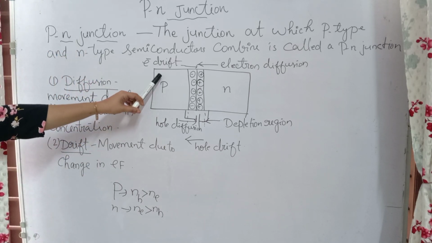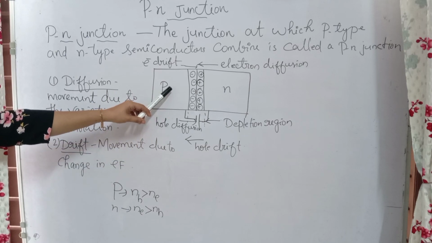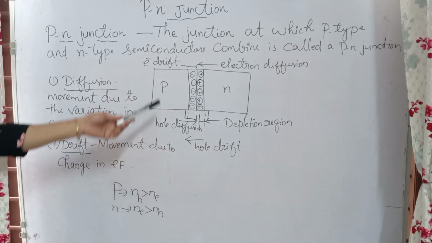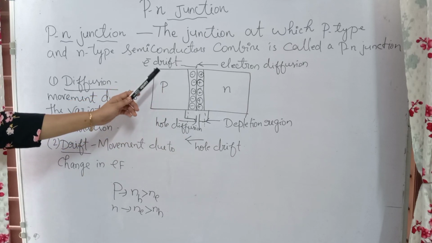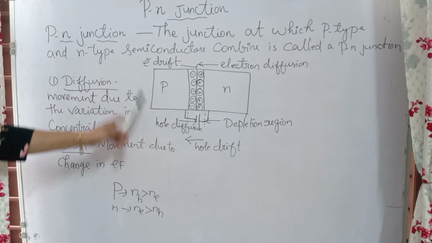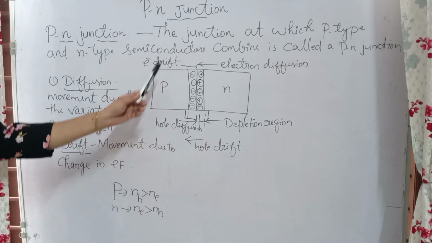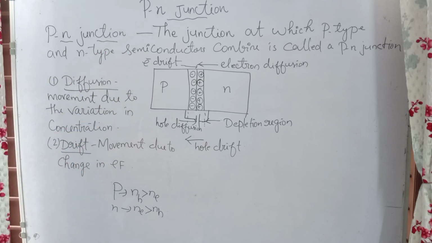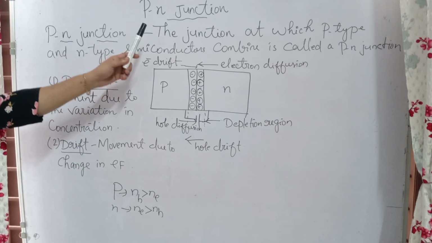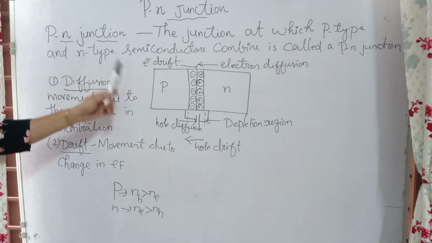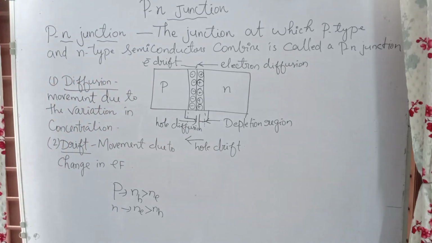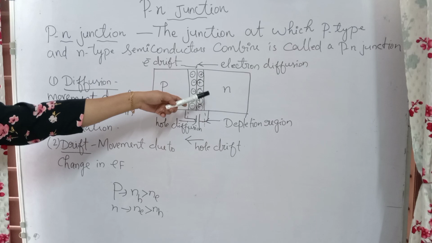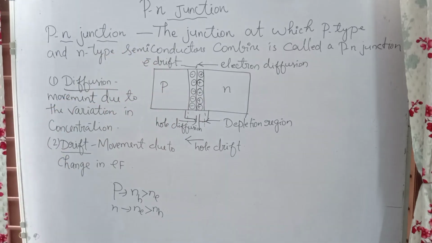Now we can see what a p-n junction is. Here we can see a crystal. A p-type semiconductor is here, and an n-type semiconductor is here. When we join or combine these two to make a single crystal, we call it a p-n junction. So the p-n junction is the junction at which p-type and n-type semiconductors combine. There are different methods for forming p-n junctions. Here, p-type and n-type materials are combined to form a p-n junction.